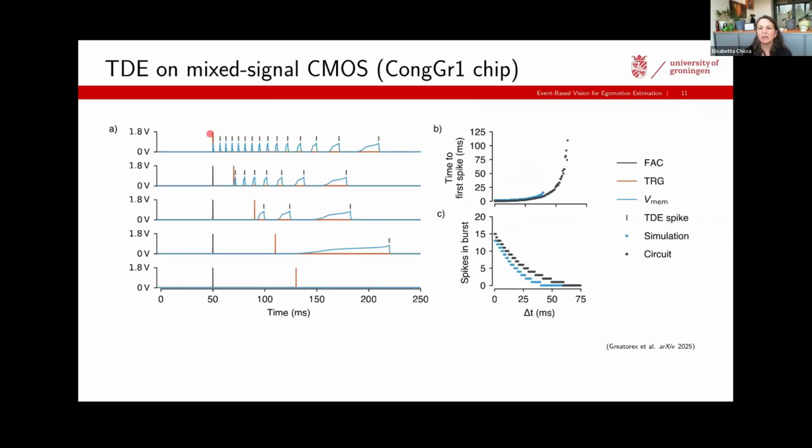When they're very close in time, they generate a lot of current, and then you see here in blue the postsynaptic membrane potential, and in black the output spikes of the time difference encoder. And again, you see that if you increase the time difference between the two events, the TDE will give you less and less spikes. You can characterize this behavior by making measurements for many different delta t on the x-axis of these two plots. You can either count the spikes in the output burst, or you can look at the time to first spike, and you can see that the delta t is encoded there too.